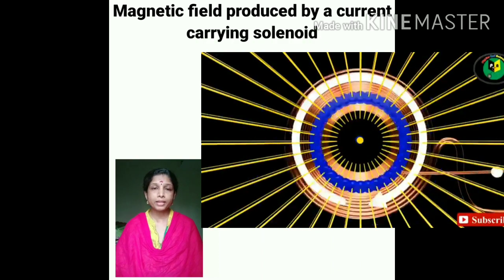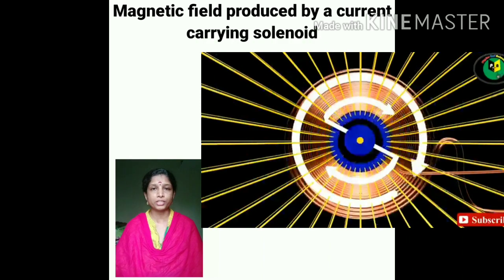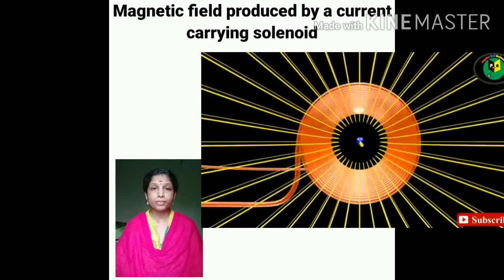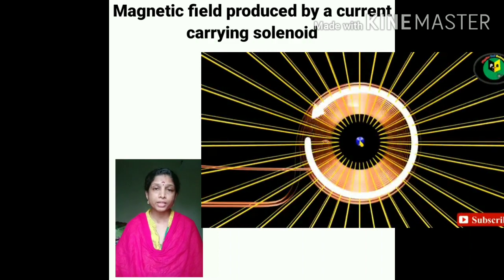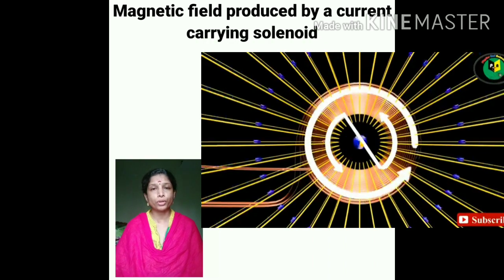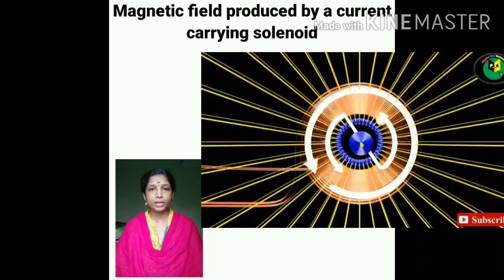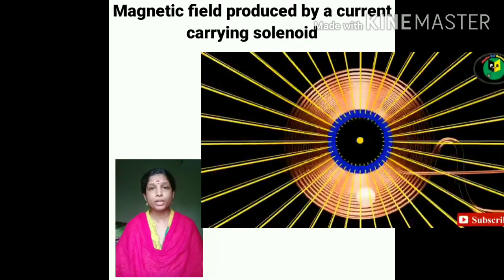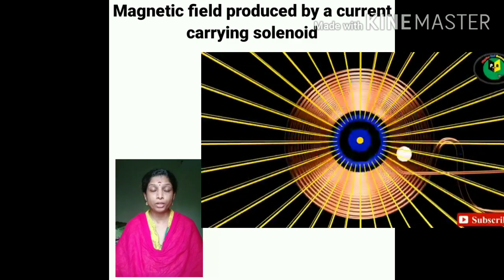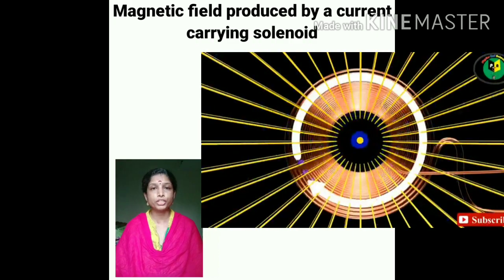If the current in a face is in clockwise direction, then that end has south polarity. If the current in the face is in anti-clockwise direction, then that end has north polarity. So the polarity of a solenoid can be interchanged by reversing the direction of current. The polarity of the solenoid or electromagnet can also be interchanged by reversing the direction of current.